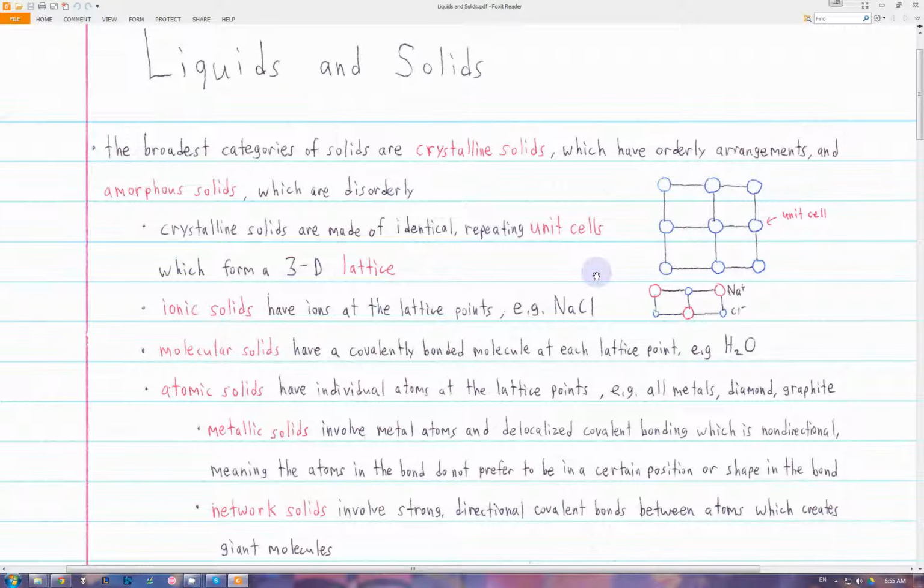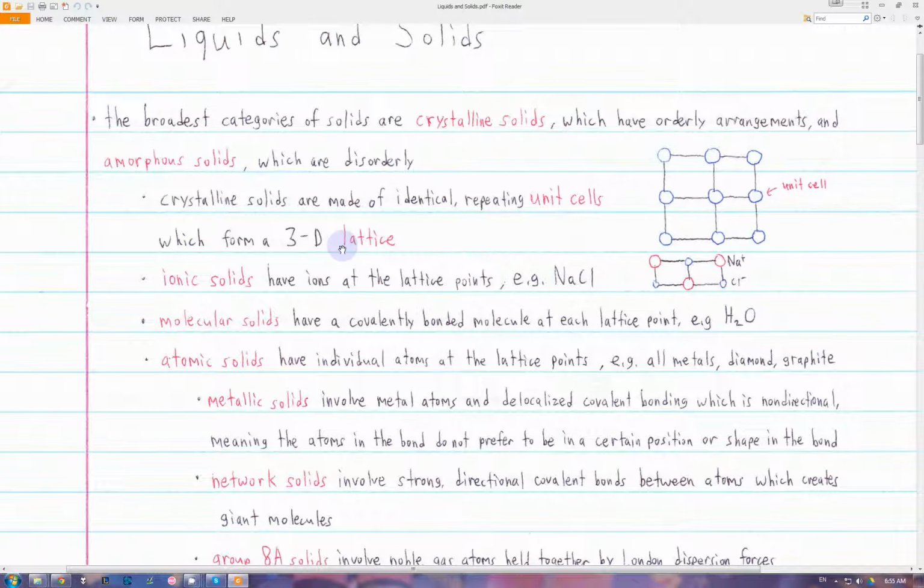And so we can classify solids based on what type of substance is at these lattice points, what makes up the lattice. So ionic solids have ions at the lattice points. For example, in NaCl, the lattice would consist of alternating sodium plus ions and chlorine ions.